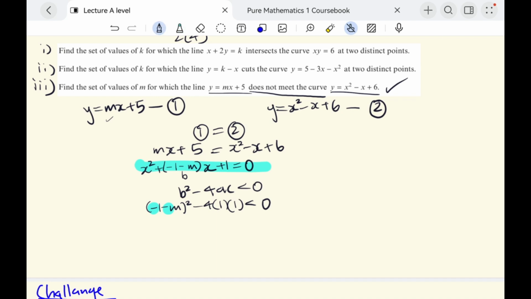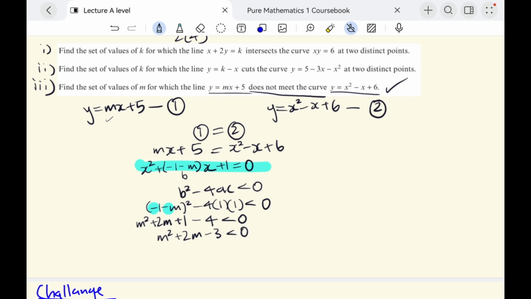You can factorize and square it up to become positive. So basically, this is the square of m plus 1. So you have m squared plus 2m plus 1. And also you have negative 4. So here you have m squared plus 2m minus 3.